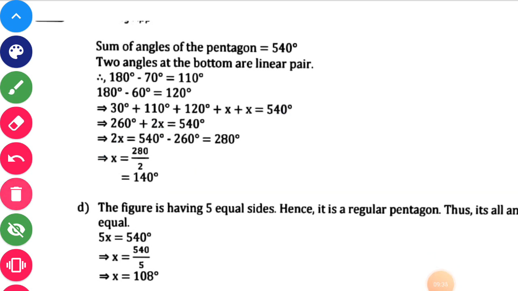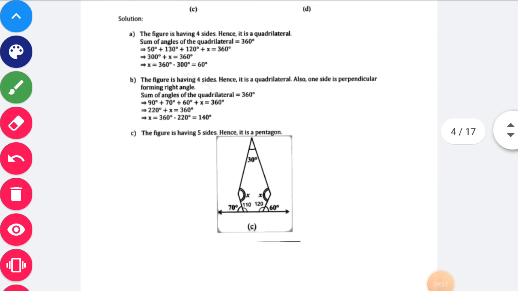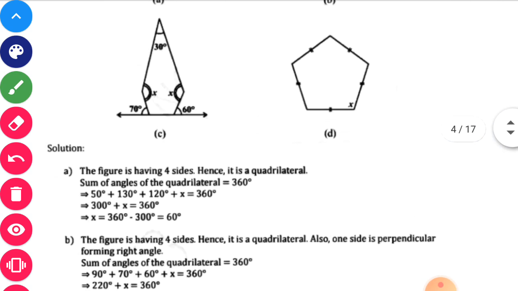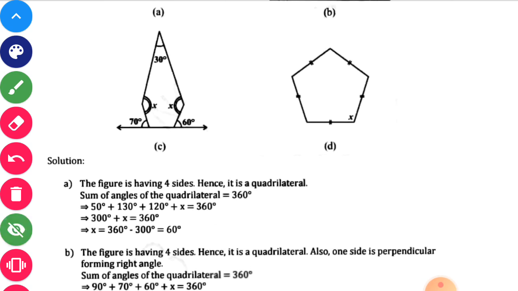Next, the fourth one. Here the fourth figure is given. So the remaining examples we will see in the next video.